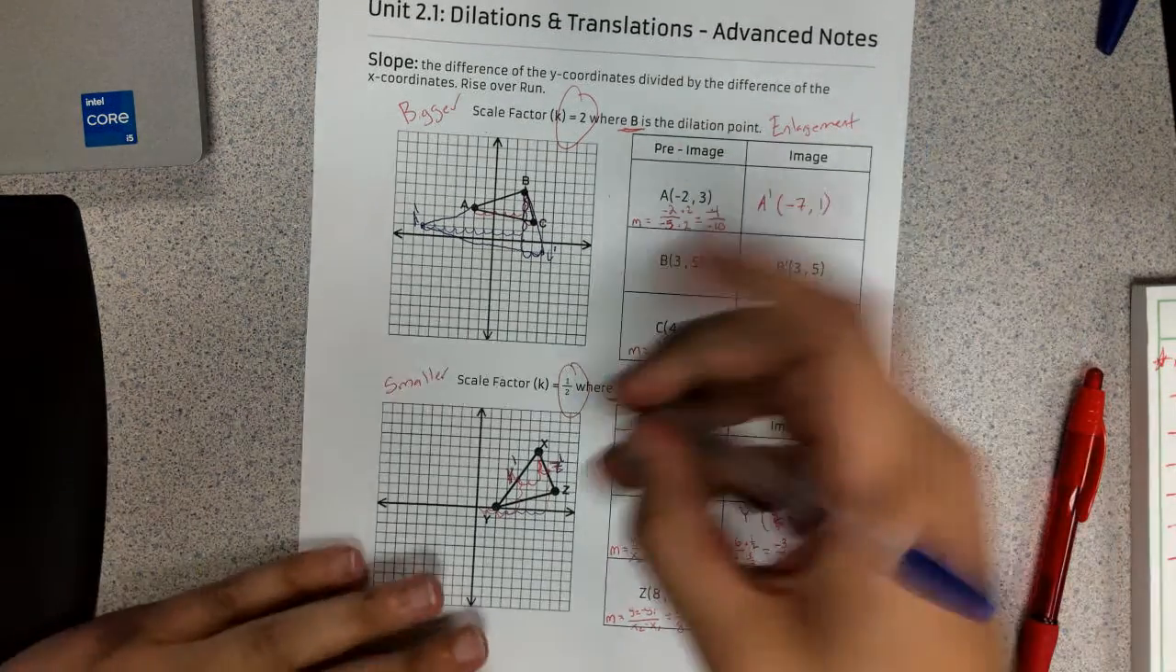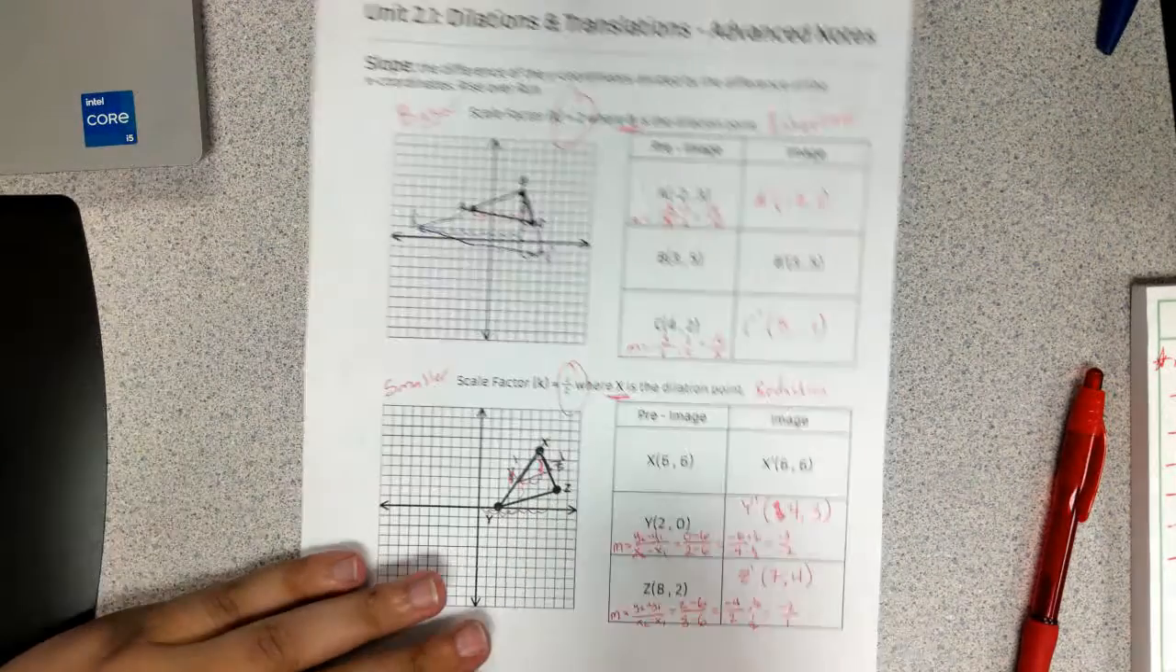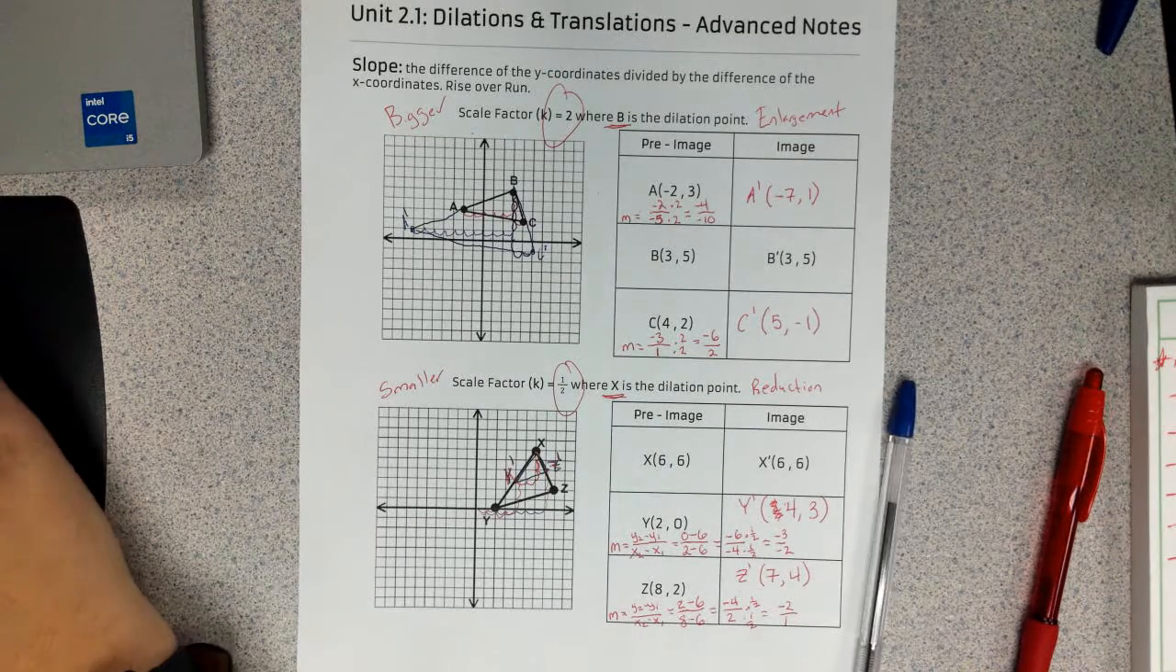And as you notice, if I draw the triangle and connect my dots, it's a little hard to see, but if I connect my dots, we see that my triangle did get smaller, which means we did reduce it.